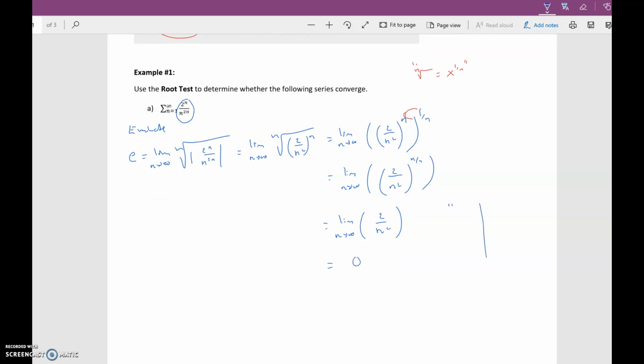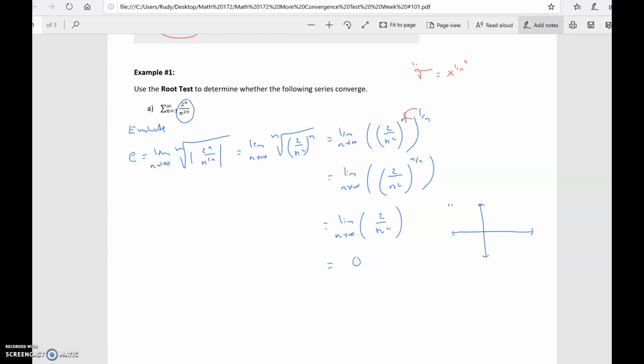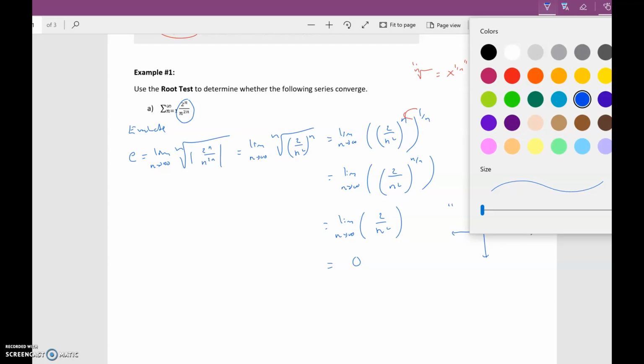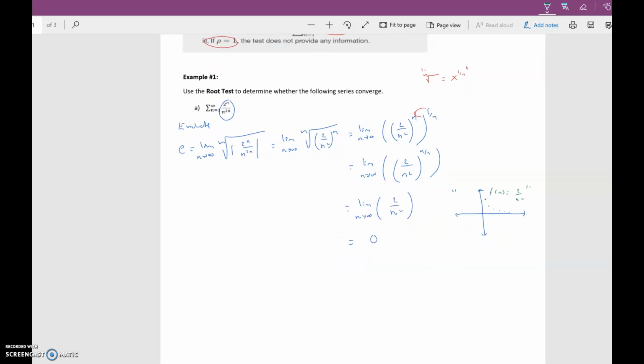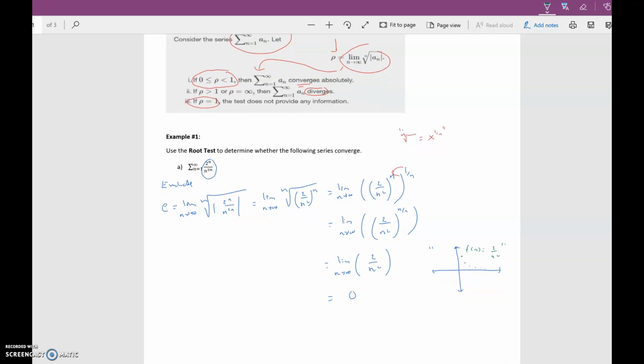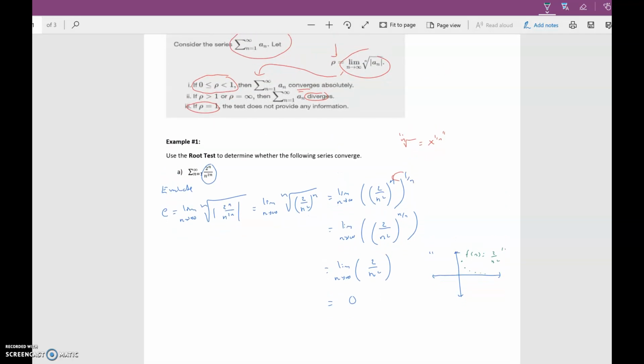Do remember that as we expand this particular series, you would have some sort of shape going in this direction. This would be f of n, which is equal to 2 over n squared, so you would only have the dots. In this case, you would conclude the following, because the limit happens to be 0. We're in this first case.